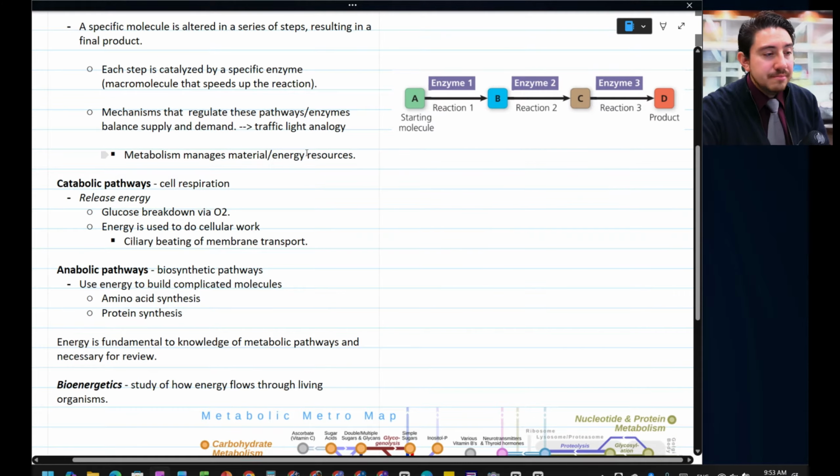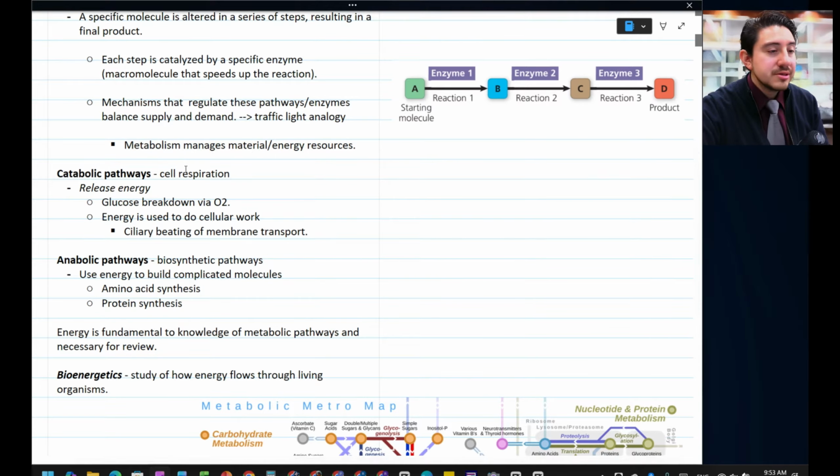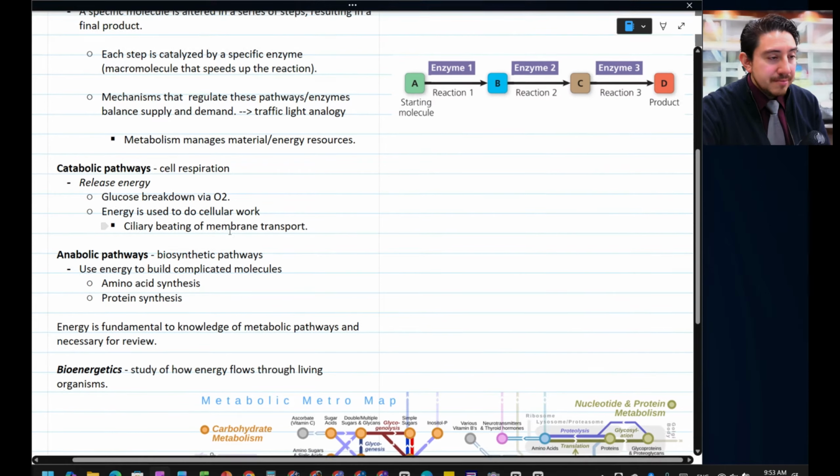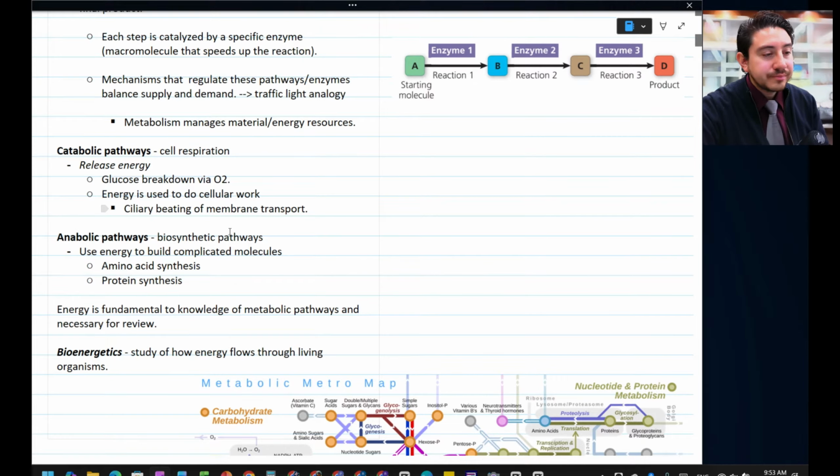There are many mechanisms that regulate this process. Among these, enzymes are fundamental to chemical reactions and to these pathways. How often this occurs depends on supply and demand, the needs of the organism. And this is a very effective way for the organism to manage material and energy resources.